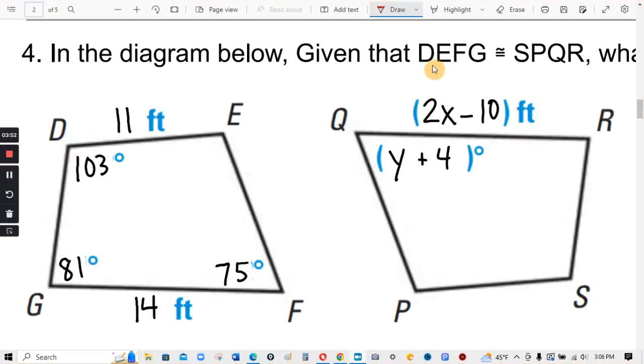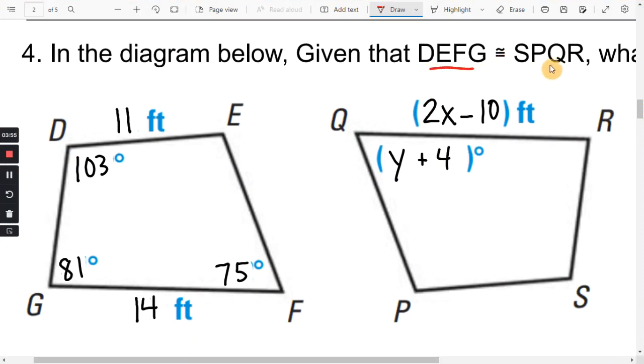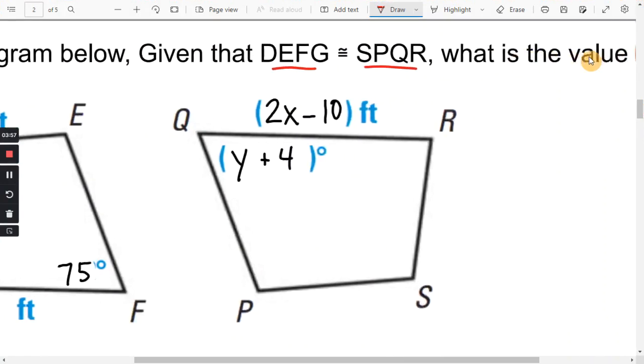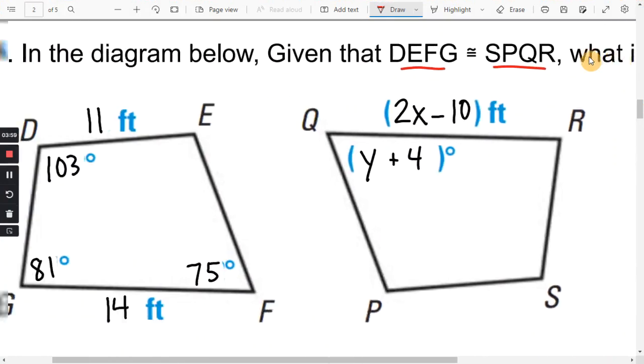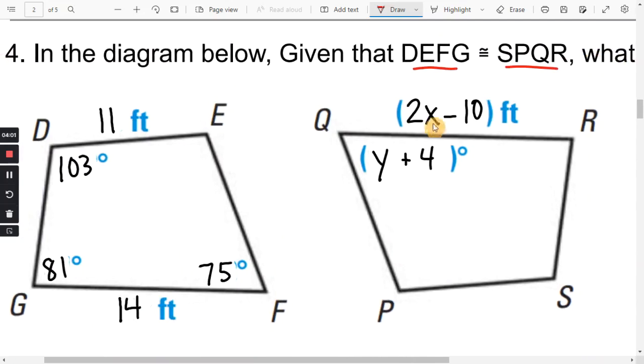Number 4, given that DEFG is congruent to SPQR, what is the value of x? Okay, the only x I see is this one right here. So that is the length of this side here. So QR is 2x minus 10. Now, if you look at the congruent statement, the last 2 letters are QR, and you match the last 2 letters here, that's FG. So QR equals FG.